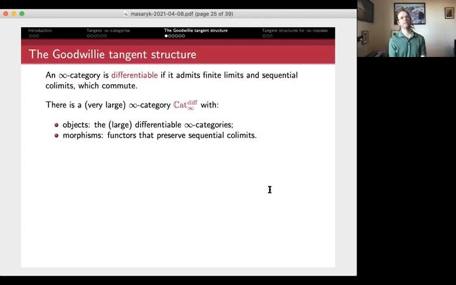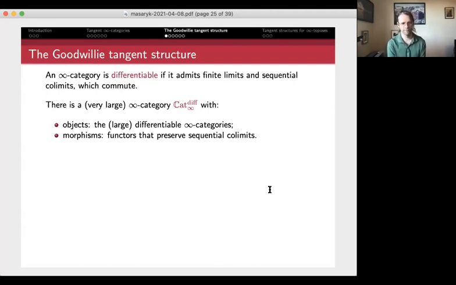So now I'm going to describe another example, a specific example of a tangent infinity category, and even more confusingly, this is going to be an infinity category of infinity categories. So now infinity categories are playing yet another role in this story, in that they are now the objects of my tangent structure. In this part of the talk, the infinity categories are now the analogs of the manifolds.